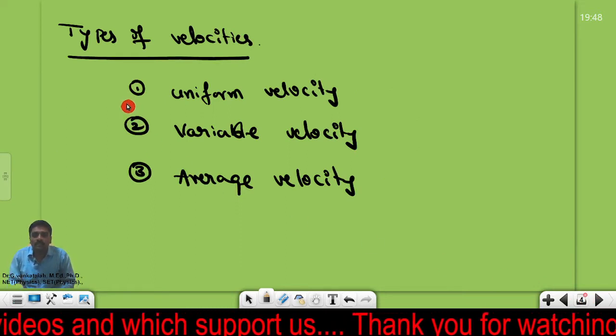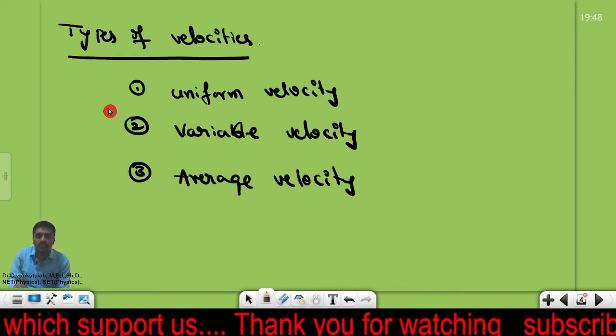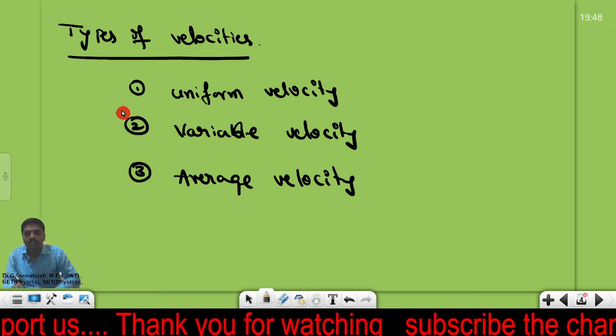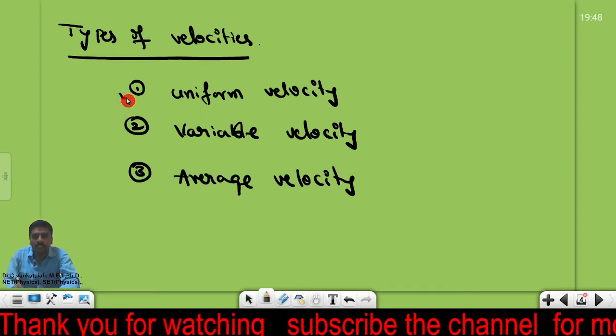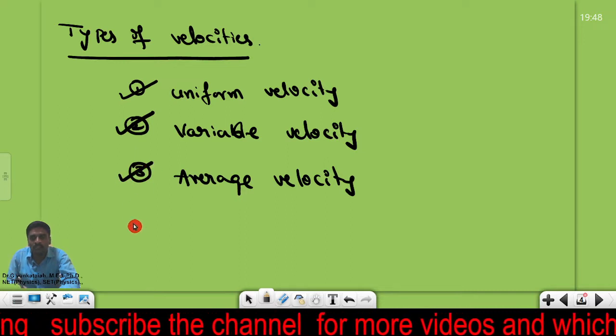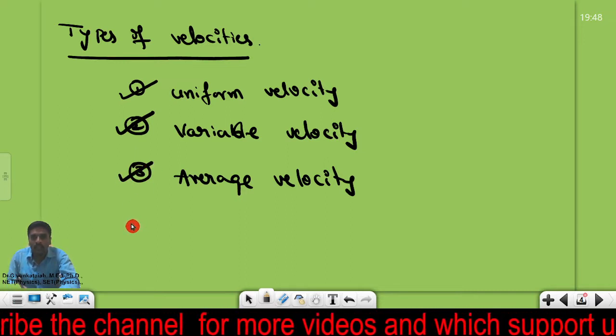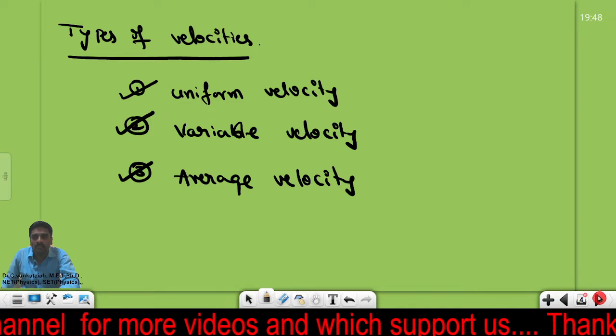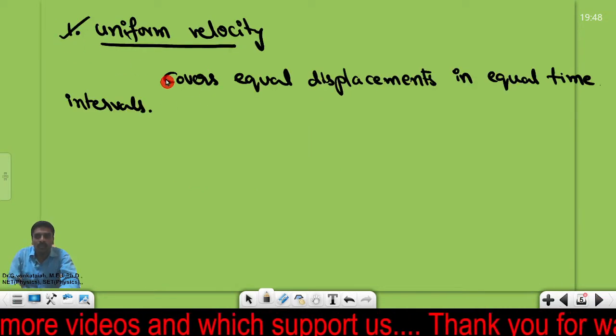Now let me go to the next one. What are the different types of velocities? As we know, speed also has different types of speeds. So here also we have three types. One is uniform velocity, the second one is variable velocity, and the third one is average velocity. Let me discuss one by one. Let me go to the uniform velocity.